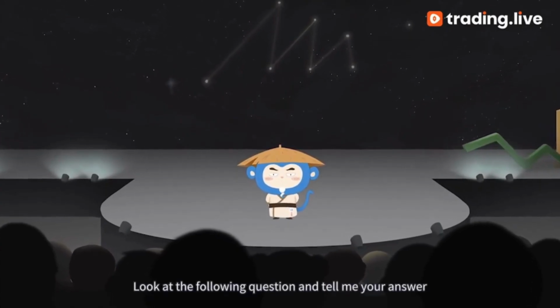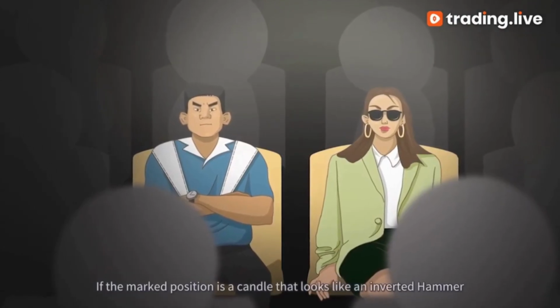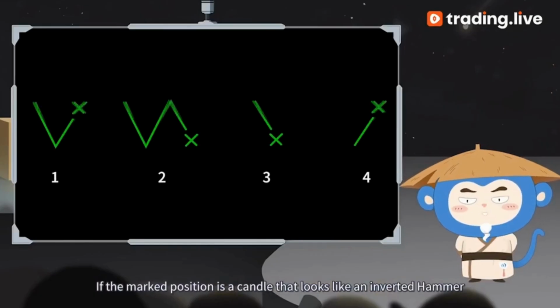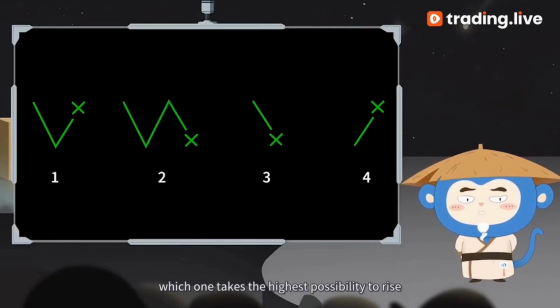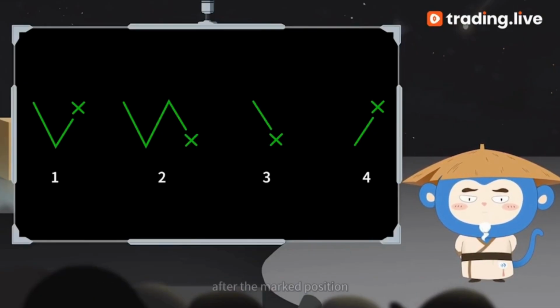Now it's time to review what we have learned about the inverted hammer and the shooting star. Look at the following question and tell me your answer. If the marked position is a candle that looks like an inverted hammer, which one has the highest possibility to rise after the marked position?